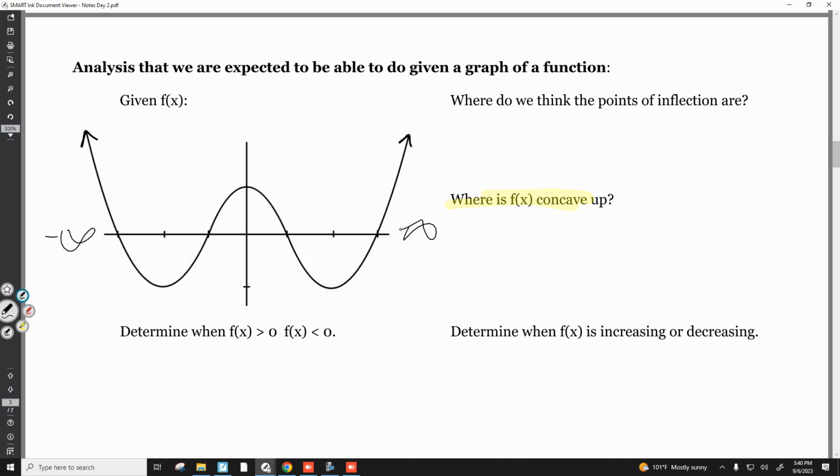Yep. All right. What do we got? Where do we think points of inflection are? Where do you think your graph is concave up? Go ahead. Mambo, you're looking at me like you got it. -2 and 2. No.